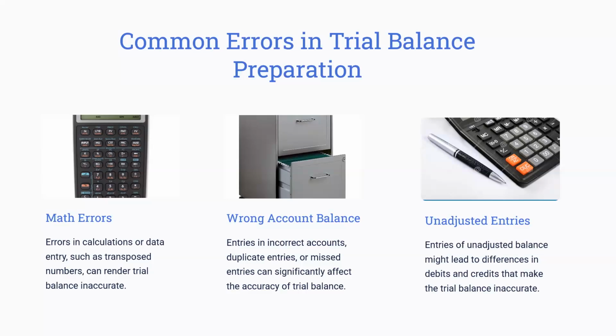Okay. And other than this, we have more errors, that is errors of omission, errors of principle, errors of commission, and compensating errors. Errors of omission means, as I said, you're completely forgetting, like posting an entry. So that is errors of omission.